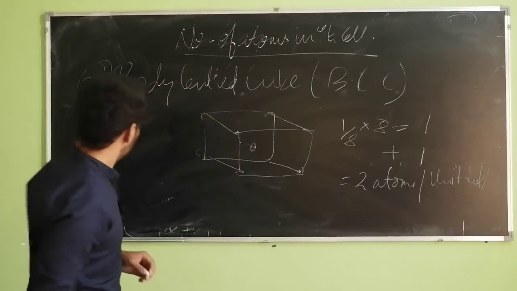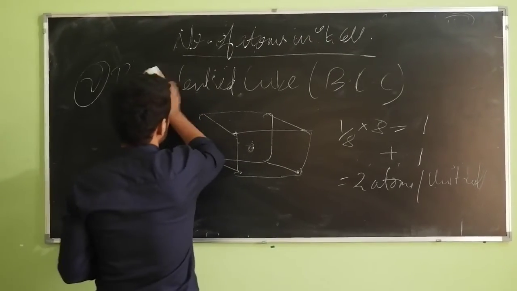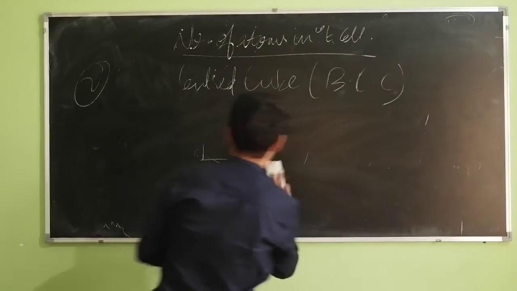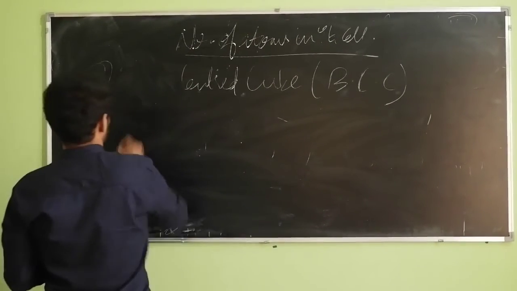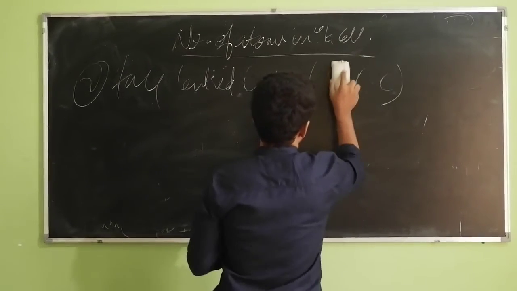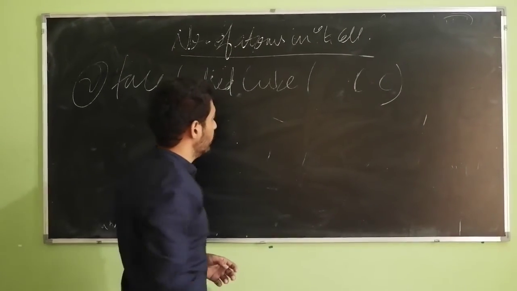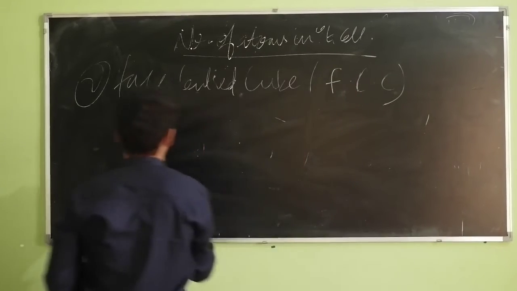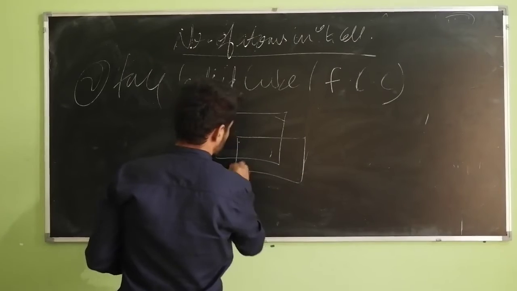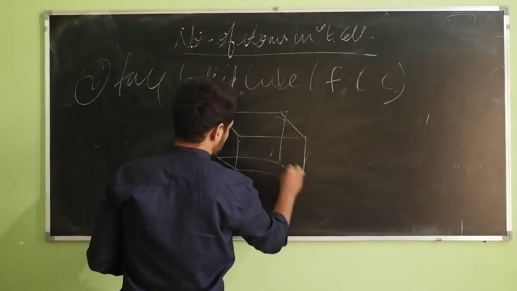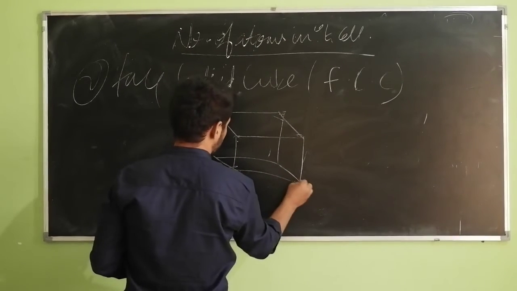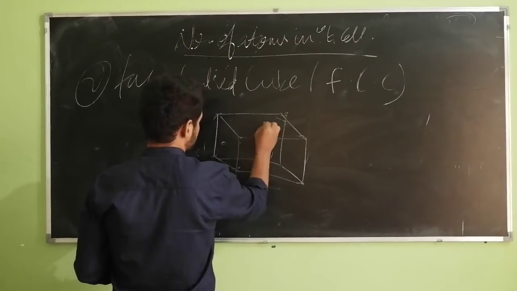Alright, now the last one that we have in cube is face centered. This is face centered cube, known as FCC. What do we have in FCC? We have a cube, atoms at the corner, and then we have atoms at the center of faces too.